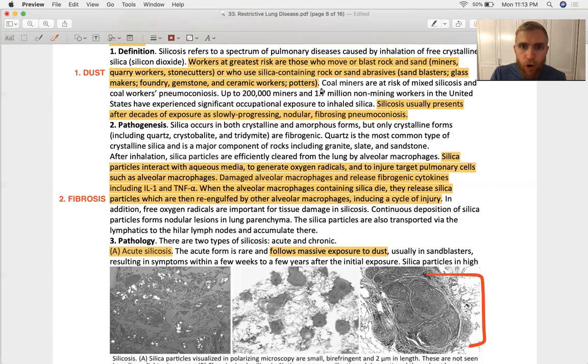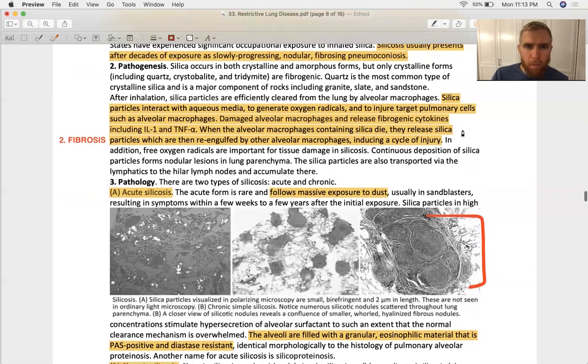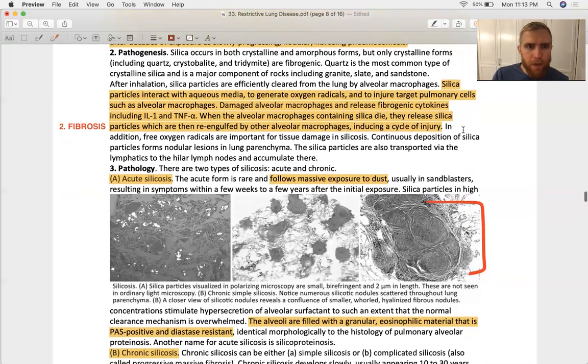So coal miners are also at risk for silicosis as well. And then they can have pneumoconiosis at the same time. Lucky for you, again, these things present the exact same way. Silicosis usually presents after decades, very chronic, as a nodular fibrosing pneumoconiosis. So you know by the fact that it's nodular that it likes to ball up and then also get into the lymph nodes.